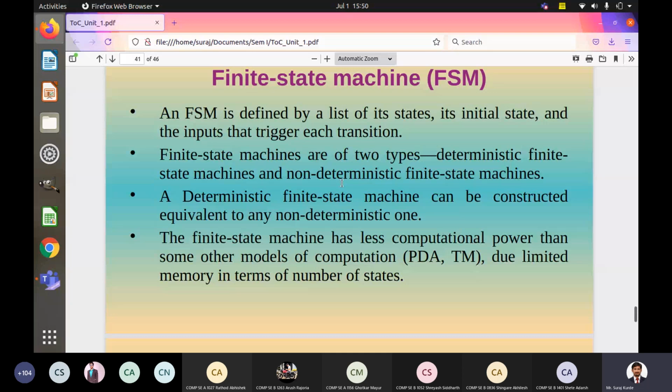The finite state machine has less computational power than other computational models like push-down automata and Turing machines, due to the limit on memory, as there is no memory for a finite state machine. Remember this difference. A finite state machine does not have a memory, whereas push-down automata and Turing machines will have their own memories.